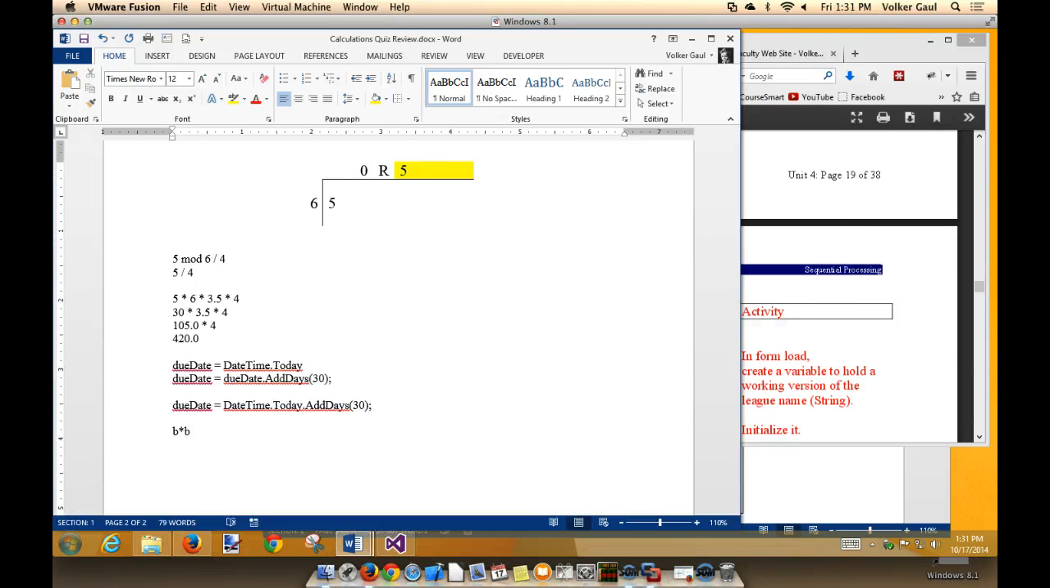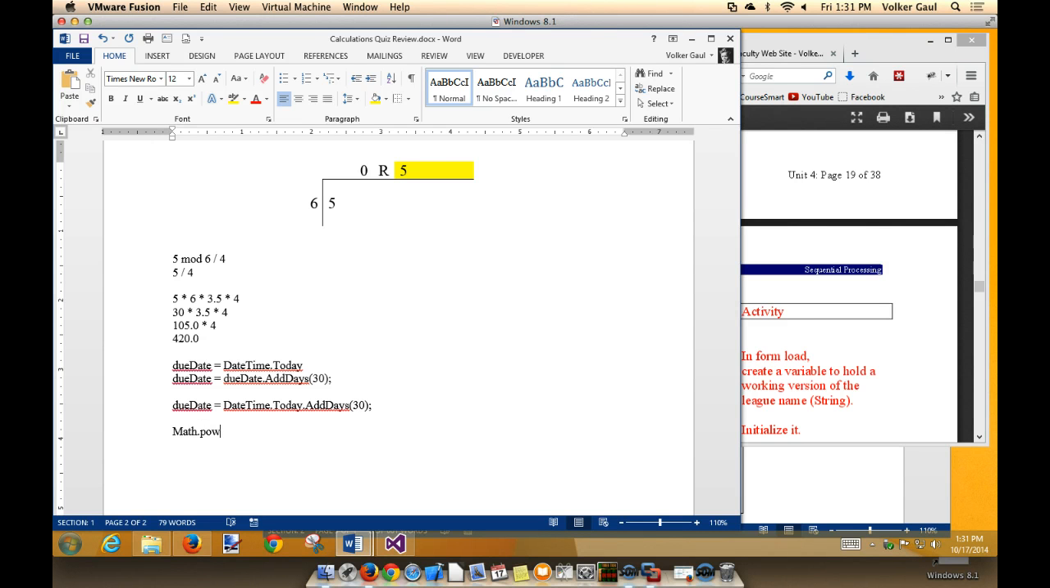The other solution comes out of the book. I didn't talk about it. Built into Visual Studio is another class. We just brought in Volcker Tools. That was a class that I wrote. There are other classes built into Visual Studio. One of them is called Math. And it has a pow function.